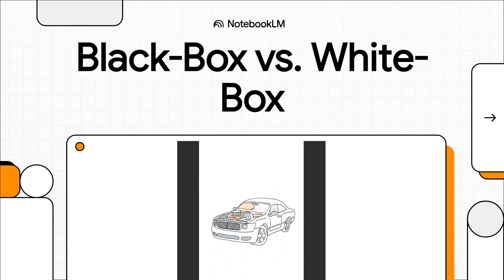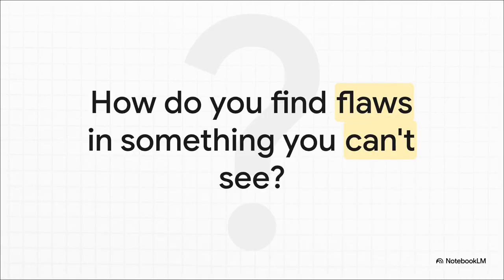Welcome to the Explainer. You know, software is basically intangible. You can't just perform a visual check on it. But here's the thing. Faulty software can cost a ton of time, money, and sometimes even endanger lives. So how do we find those hidden bugs?